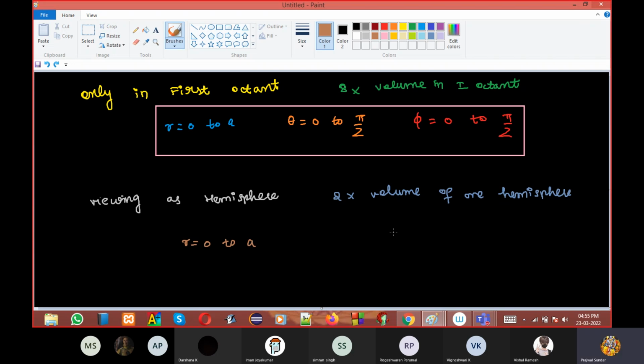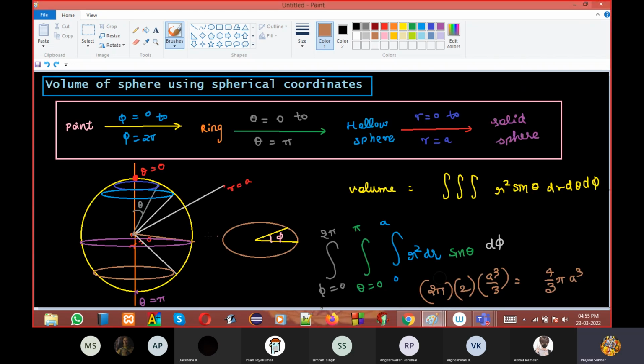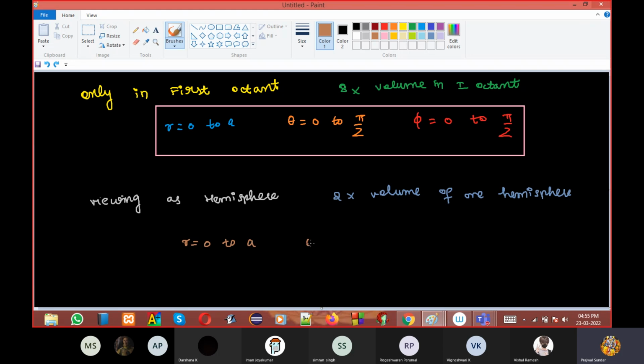Tell me the phi limits. I want only the hemisphere, only this half. Tell me the theta and phi limits. Theta is 0 to pi by 2. Very good. Phi is 0 to 2 pi. End of story.